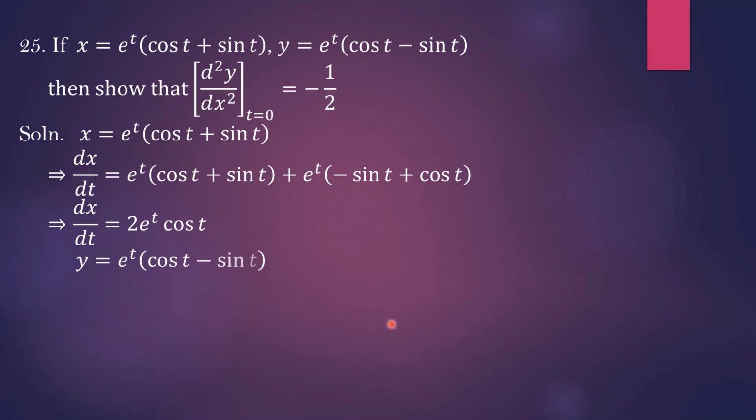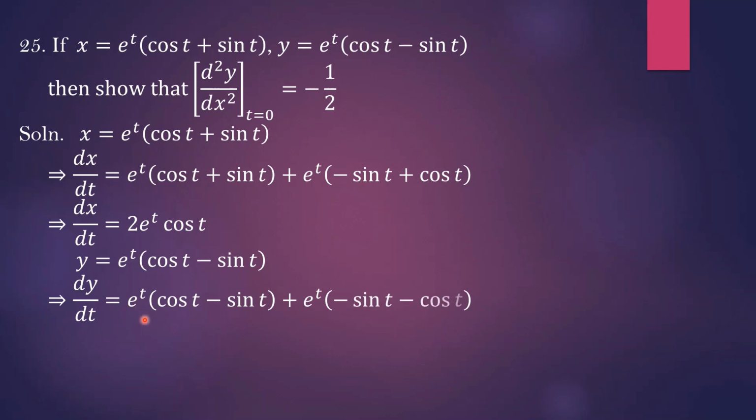Then dy/dt will be e to the power t remaining the same. This is the given function, it remains the same. Derivative of e to the power t is e to the power t, then plus e to the power t is there, and this term's derivative is minus sin t minus cos t. So after taking e to the power t common, you will see that cos t will cancel out, so dy/dt is equal to minus 2 e to the power t sin t.